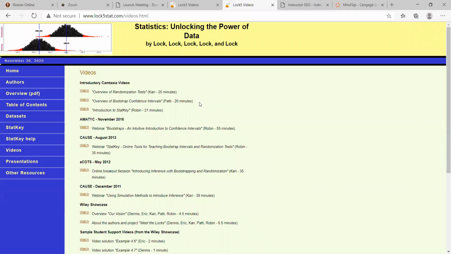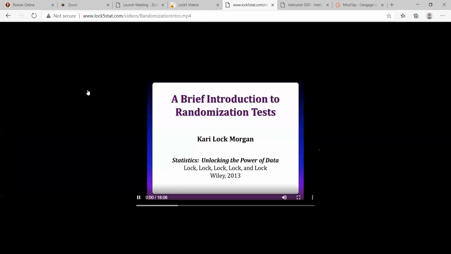And the one we're going to go over today is called Overview of Randomization Tests. It takes about 20 minutes. We have a little more than 20 minutes left. So we'll start playing this, and you should be able to hear it. If you don't hear it, please just yell out that I just clicked the audio. You should be able to hear it.